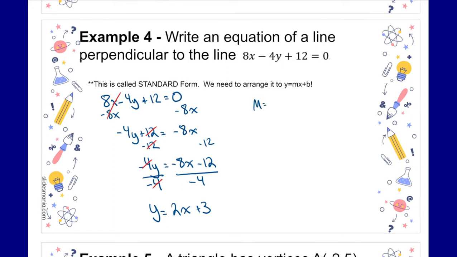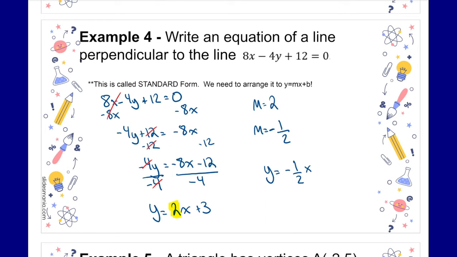So I need to find out what my m value is, because that will determine whether it's perpendicular or not. I can see from my original line that my slope is 2. I needed to make it the negative reciprocal. So this needs to become flipped, so 1/2 and the opposite sign, so negative. Now that I know what my slope needs to be, I can write an equation, y equals -1/2x.